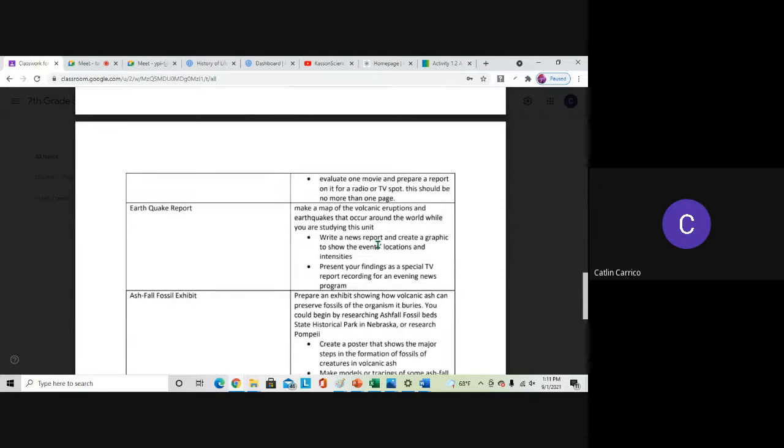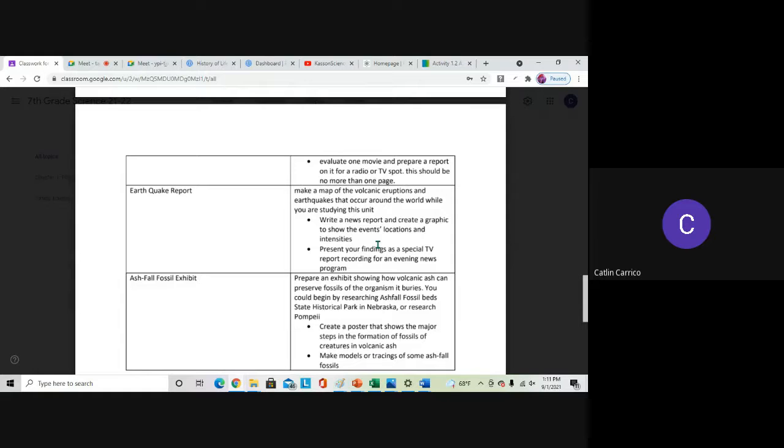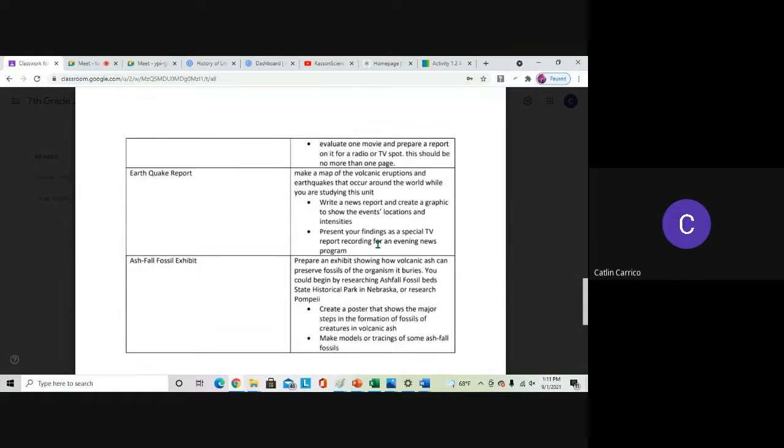Earthquake report. Make a map of the volcanic eruptions and earthquakes that occur around the world while you are studying this unit. Write a news report and create a graphic to show the events, locations, and intensities. Present your findings as a special TV report recording for an evening news program. So you'll need to write a news report and create some form of graphic to show those locations, whether it's a map where you pinpoint the locations with intensities, or whatever you want to do to show it, so that you can record a video and present that in class.